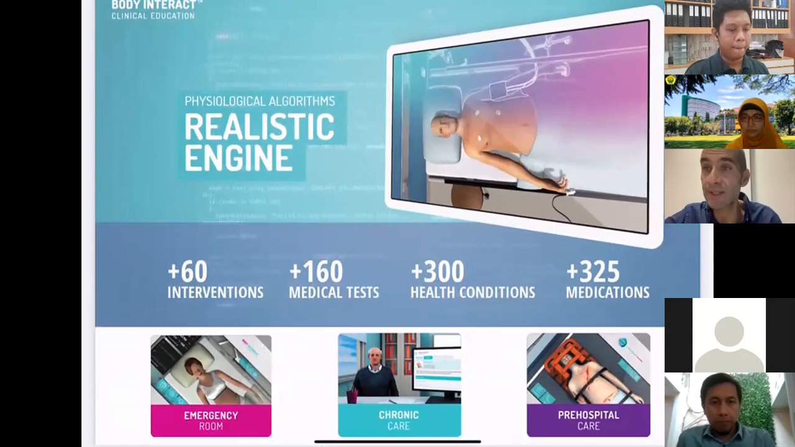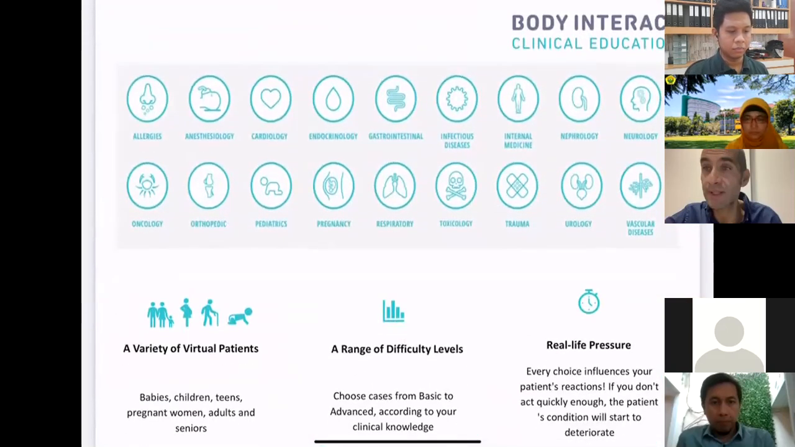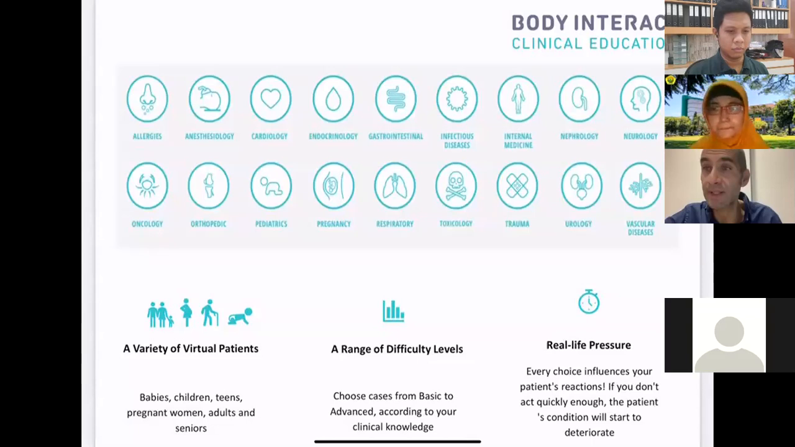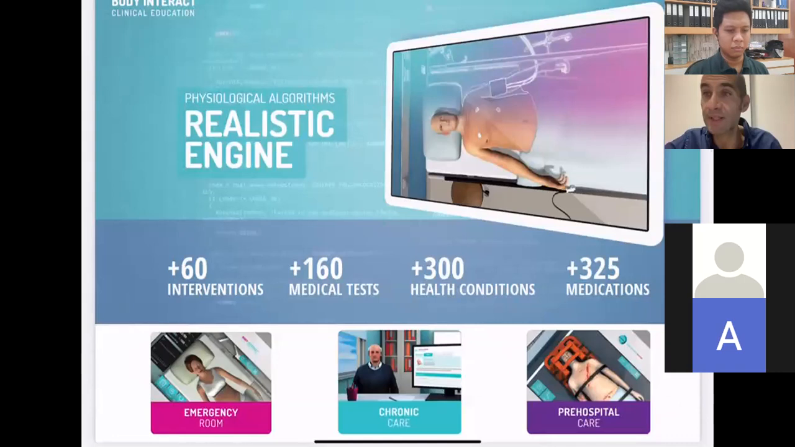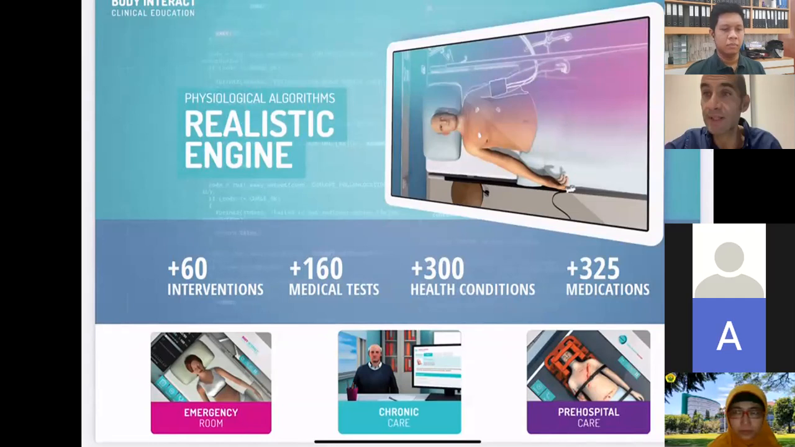The best part of Body Interact is the physiological algorithm. We have just one physiological algorithm for all the therapeutic areas, and right now we have 18 therapeutic areas. That means if I'm dealing with a patient, for example, in the cardiology area, and I administer something for the respiratory area, the patient's health conditions will also be affected according to my decisions. So it is an experience very close to the real world. In this physiological algorithm, we have more than 60 interventions, more than 150 medical tests, more than 300 health conditions, and more than 300 medications. So it is an experience very close to the real world.